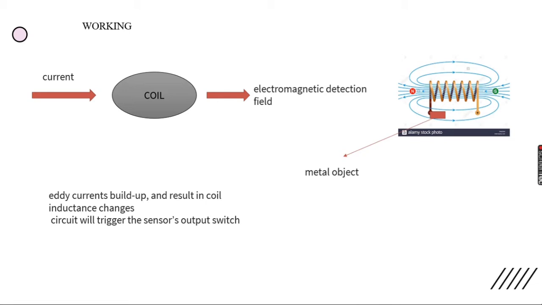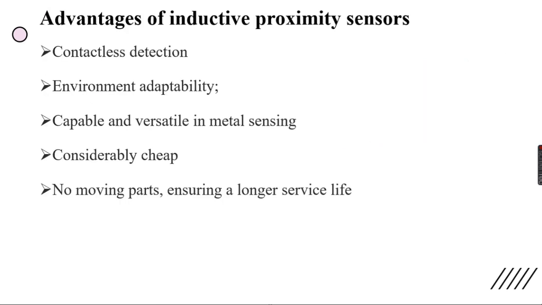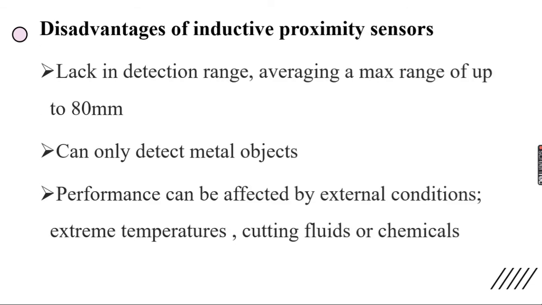Basically, the main thing is the electromagnetic field generated by a coil. The advantages are contactless detection, environment adaptability, versatility in metal sensing, no moving parts, and it is cheap also. Disadvantages: the maximum detection range is 80 millimeter, and it can detect only metal objects.